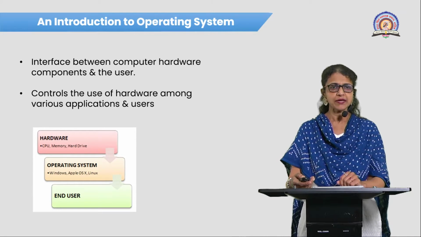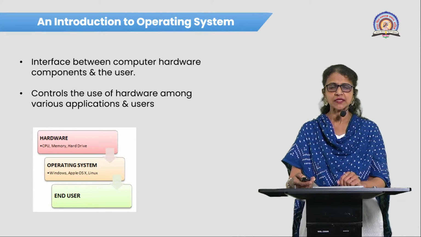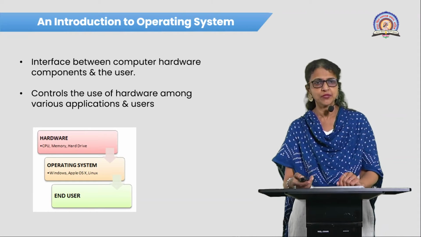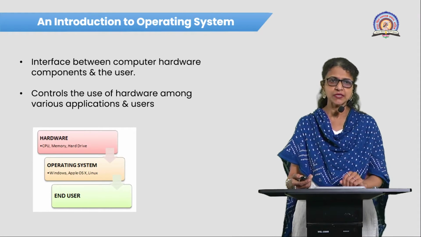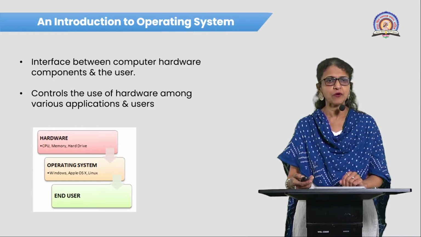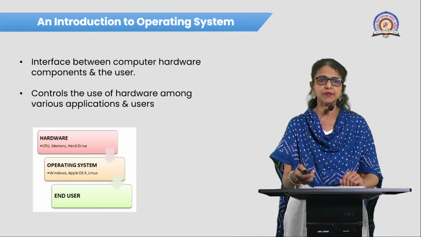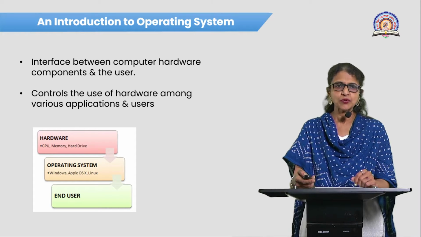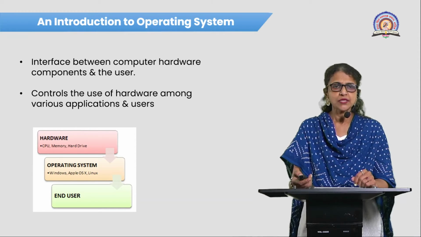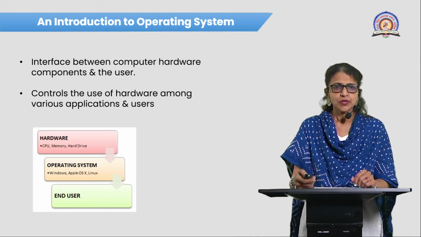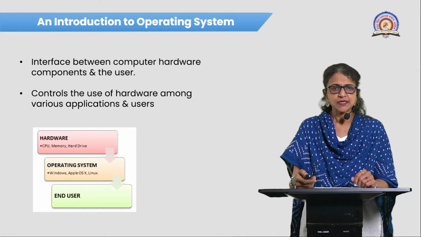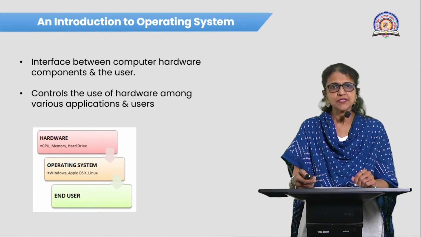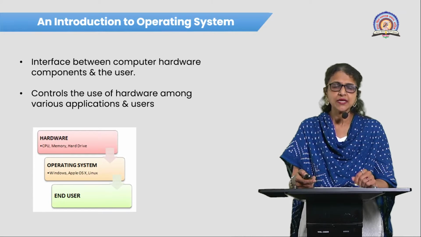Now, as you know, hardware is nothing but the electronic circuitry used to build the computer. So you can have various devices like CPU, you can have memory, hard drive. There are various types of operating systems, like Windows or Linux, Apple OS, like that. So, according to the diagram, operating system is acting as the interface between computer hardware and user.